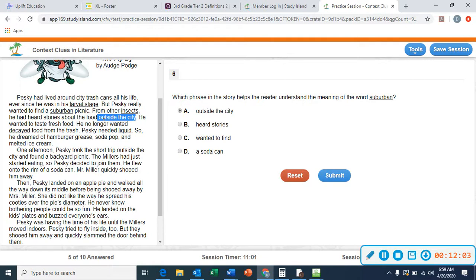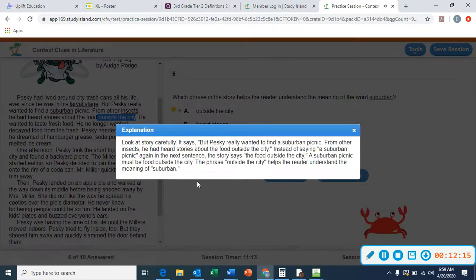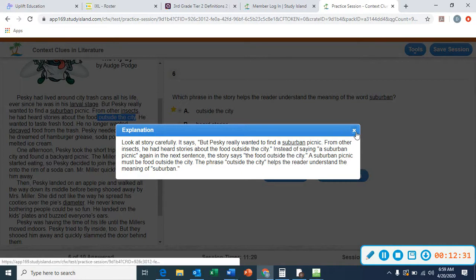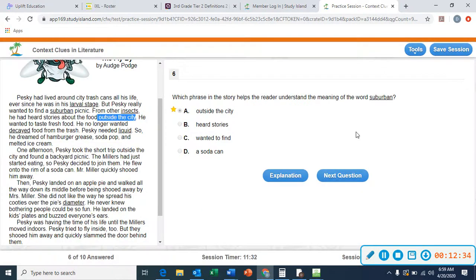A lot of us live in suburbs around the city of Dallas. They're smaller towns or cities around a major city. A suburban picnic must be food outside the city, because outside the city helps the reader understand the meaning of suburban. A small town or city outside of a larger metropolitan area.